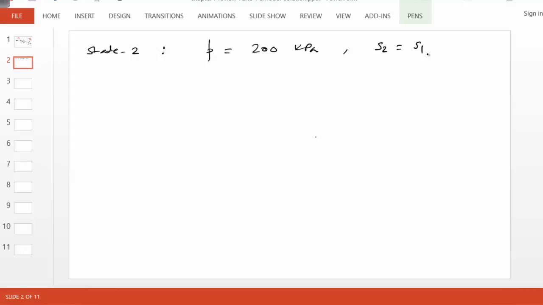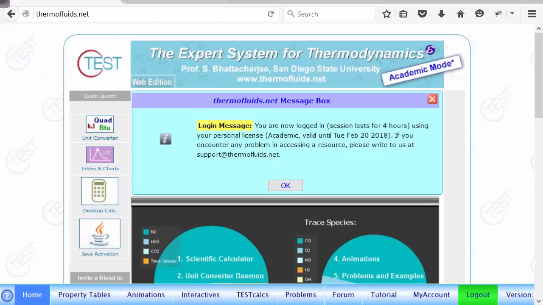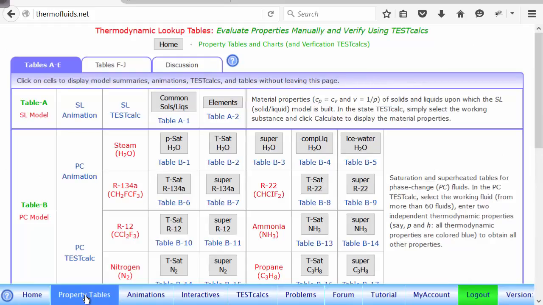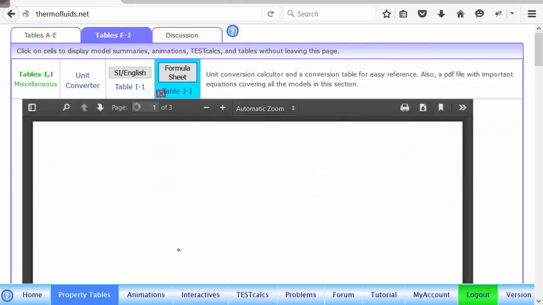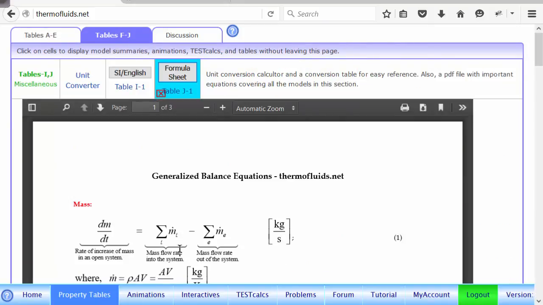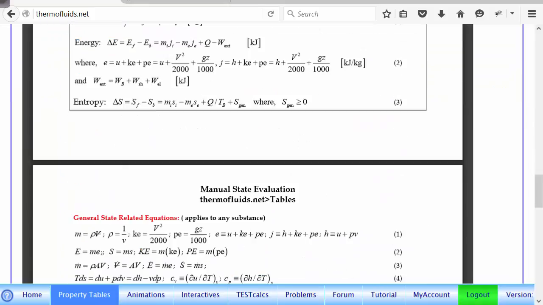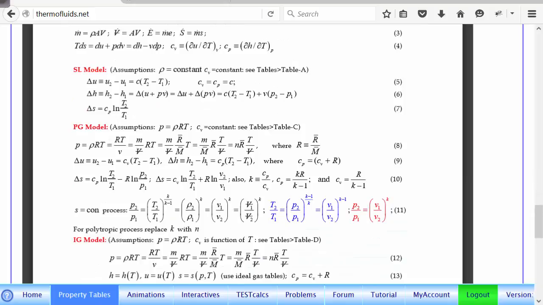So for the PG model, if you go to the property tables, I'm showing that table one more time. If you go down to table J, is the formula sheet. I'm assuming you already have a printout of that. Go all the way to the bottom of this and you will find all the different material models, the equations, all the models separated. So this is our PG model. And in the PG model, you can see equation 11 is the isentropic. If entropy remains constant, use one of these convenient relationships. So look, if you know the temperature ratio, the pressure ratio can be found, and vice versa. So we pick up this formula and go back.